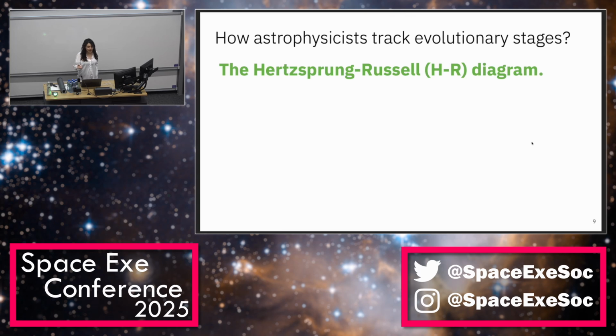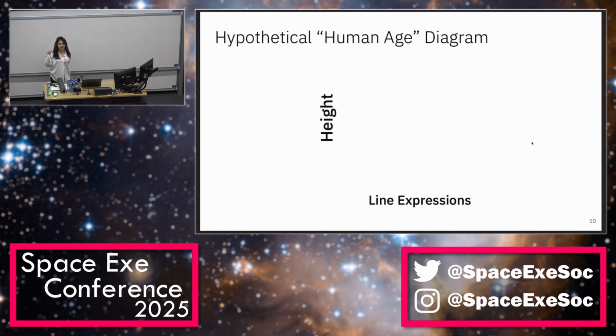And how do astrophysicists track these evolutionary stages? We basically use the Hertzsprung-Russell diagram. Probably some of you already know about it, but if you have never heard about it, I will start with a hypothetical human diagram, so you have an idea how this works. For humans, we could measure some properties. For example, we could collect data from people for their height, and I don't know how exactly we could do this, but count the line expressions, like how old a person looks. We collect this data, and then we can populate this diagram. And imagine that we have a model that tells us, if you have the height and the line expressions, then you can guess the age of the person.